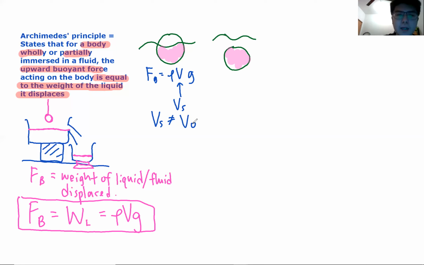I just have to remind you, okay? I know you know, but I just have to remind you again, right? So for this one, it is wholly immersed, so FB equals rho Vs g. Since it is wholly immersed, meaning that the volume submerged equals the volume of the object, right? These two things.